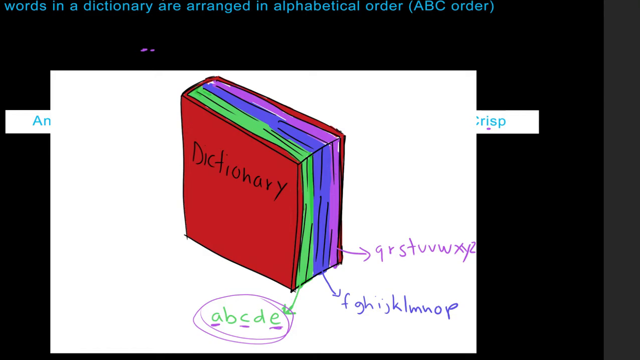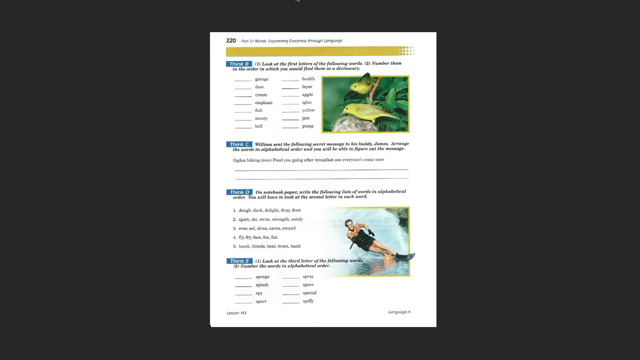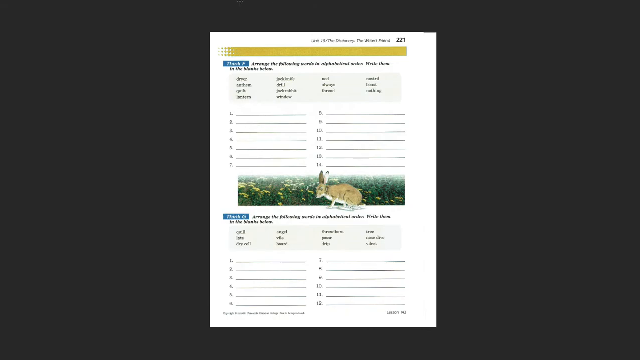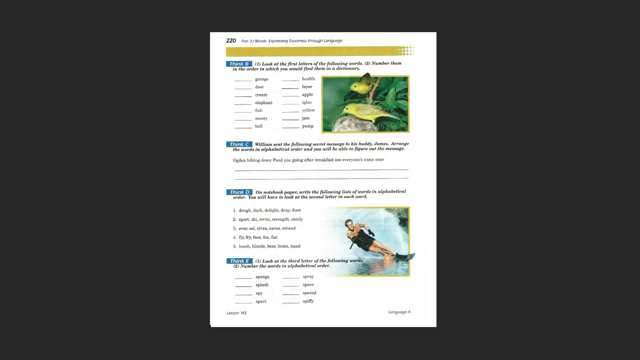All right, so let's look at our worksheet. Okay, where's the first one? I believe, yes, here's the first one.